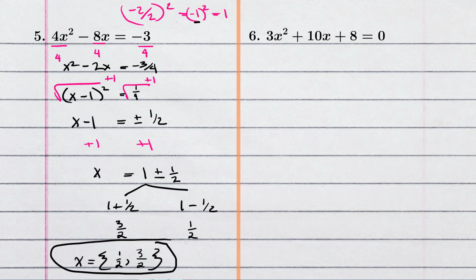Number 6, we have a number in front of our x squared, so starting off, we're going to divide everything by 3. And that gives us x squared plus 10/3 x plus 8/3 is equal to 0. Now we're going to move the 8/3 over to the other side, and so it becomes a negative 8/3.